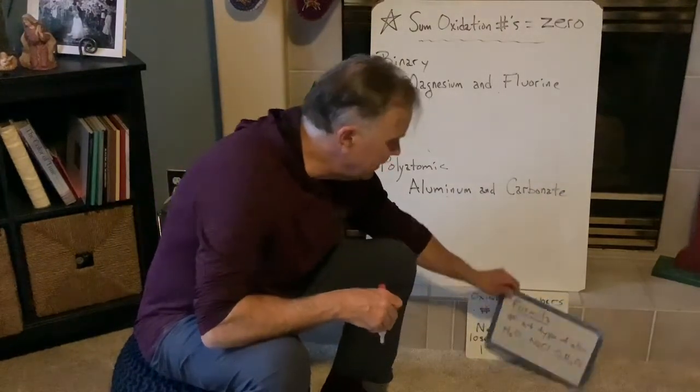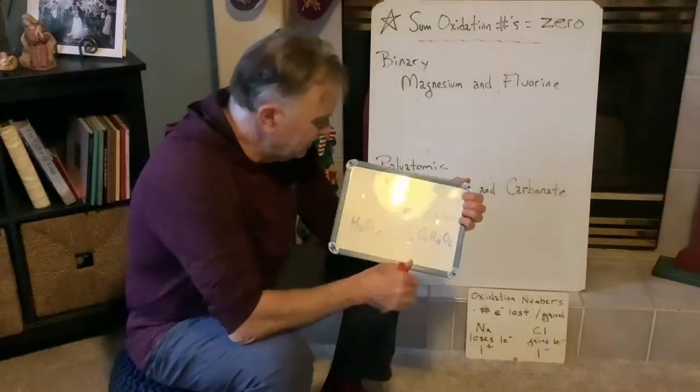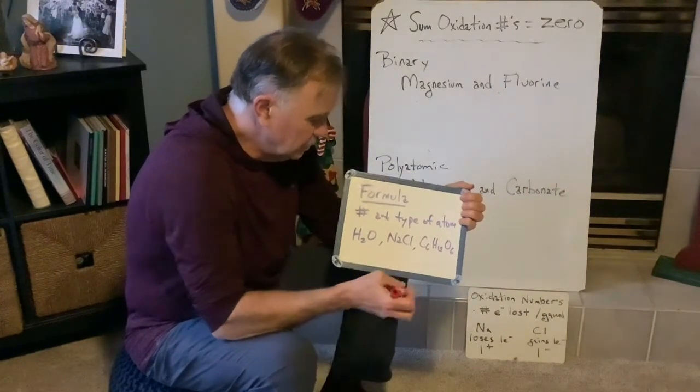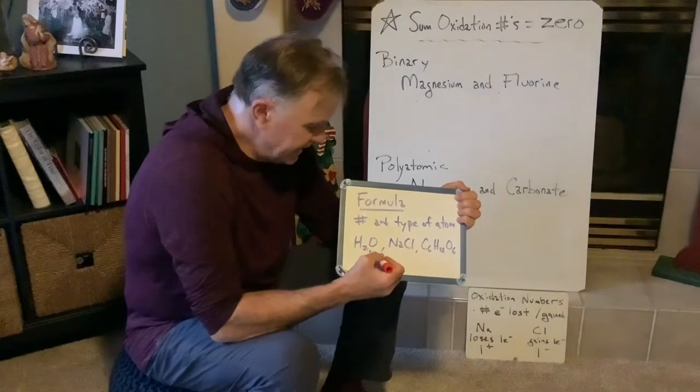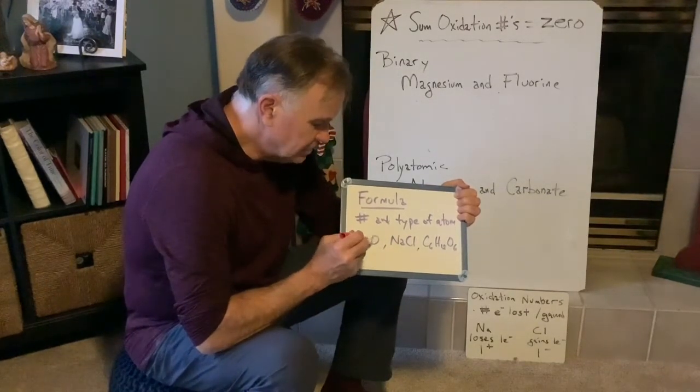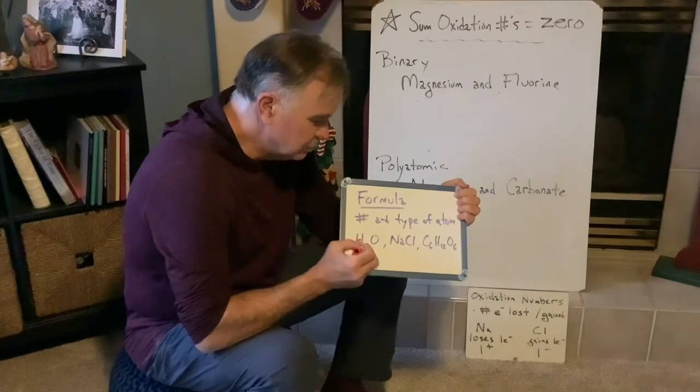Okay, so when atoms combine, they have a certain formula. The formula tells you the number and the type of atom. So you're familiar with a lot of these, for example, water is H2O. That means there's 2 hydrogens and 1 oxygen. You write that as a subscript.